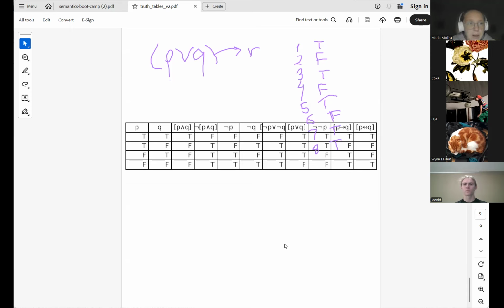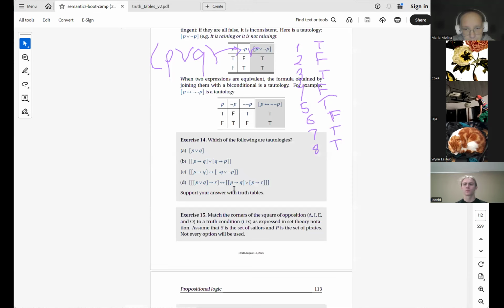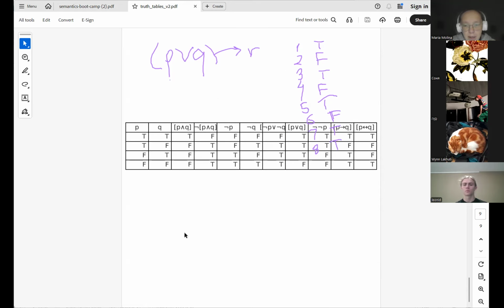Now, let's look at the second part. The second part is P to Q or P to R, right? And we have P to Q or P to R. And we check it again for 8 situations.